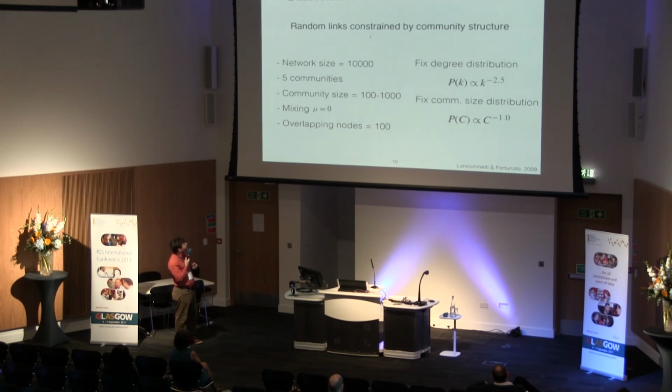And then you can also choose the network size. I chose like 10,000. You can choose the number of the communities and the range of the community size. But remember that the size of each community will be sampled from this distribution. And then you can also choose the number of overlapping nodes. So overlapping nodes are basically nodes that belong to different communities. So they will be these bridging nodes that I mentioned before. And the mixing parameter is just to control how many connections you make inside and outside the community.